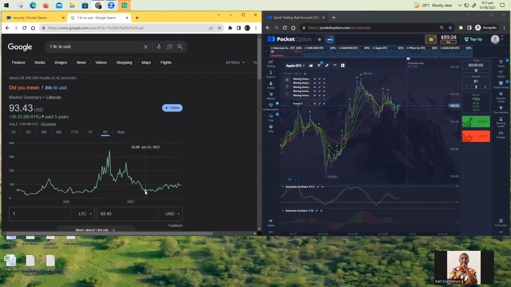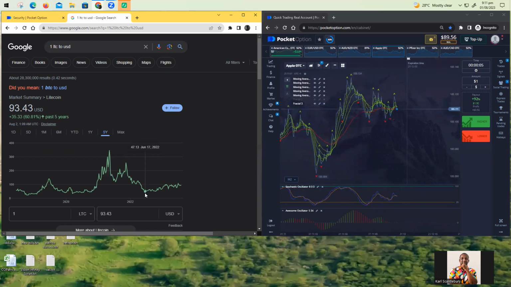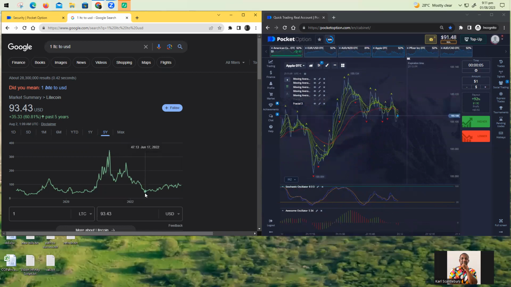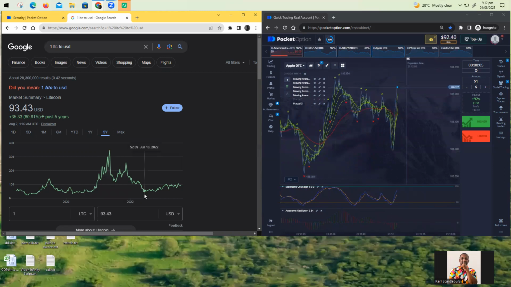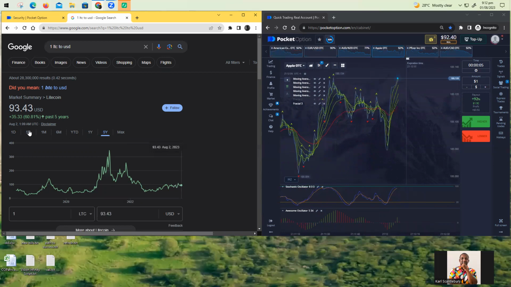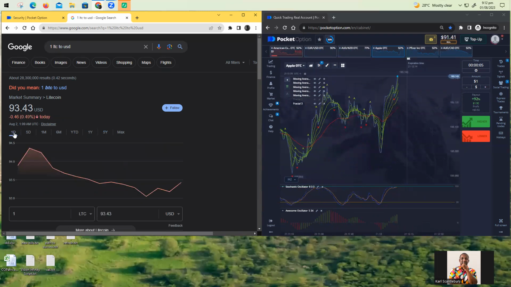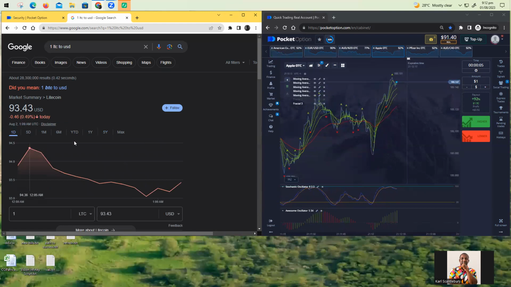So in the event that a person bought one Litecoin in June last year, right now you'd already be up 100% on your investment. And that isn't you buying any more Litecoin, you're just buying it and watching it rise. Now, let's fast forward to today. One Litecoin at this very point in time is $93.40 US.